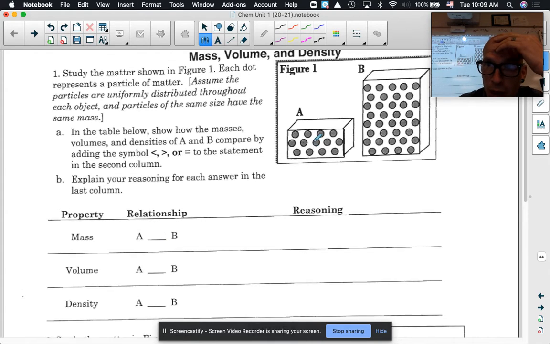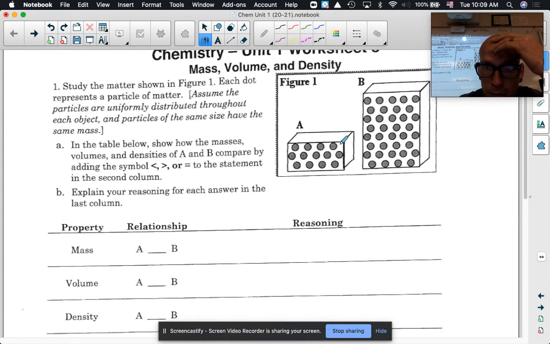So mass. We have to compare the mass of A and B. So is A less than B? Is A greater than B? Or is A equal to B in mass? I hope when you look at this, you're thinking what I'm thinking, and that B has more mass. So that means A is less massive than B.